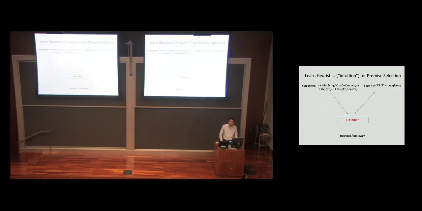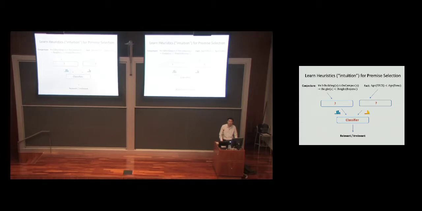Here we'd like to take a learning-based approach. I would like to learn heuristics or intuition for premise selection. So this is a binary classification problem. We take a conjecture and a fact as input, and we arrive at a binary decision. In particular, we'd like to use a classifier. To use a classifier, we know that the easiest way is to convert our input into vectors of fixed dimension, right? Then we know how to do it. We can use our favorite classifier. So now the problem becomes, how do we turn each logical statement into a vector of fixed dimension? In other words, how do we embed a logical statement into a vector? We would like to do this for both the conjecture and the fact.